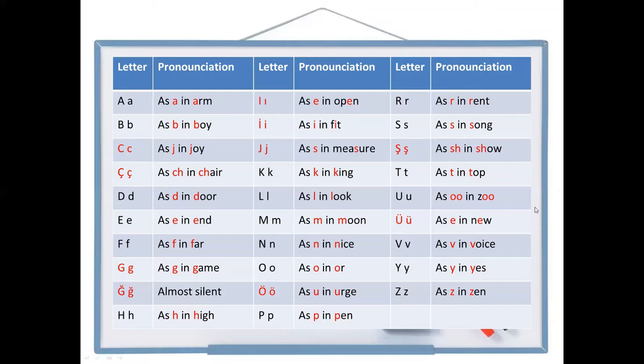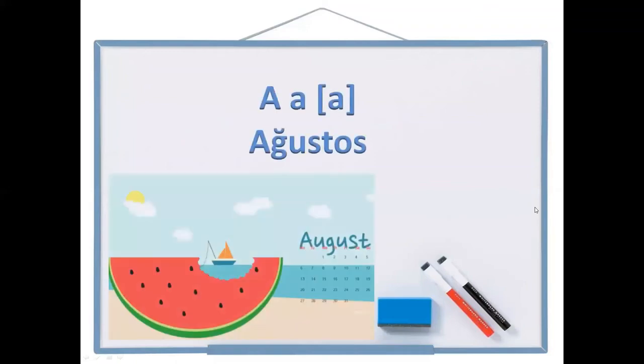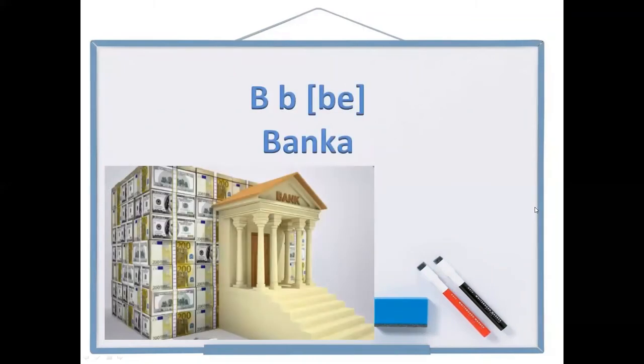Now let's take a look at them one by one to understand them better. A. Ağustos. As you see in this word, there is a soft G. And while I'm reading it, soft G combines two vowels, which are A and U, in a smooth way. I'm not reading it as Ağustos, I'm reading it as Ağustos. Okay, the next one is B.